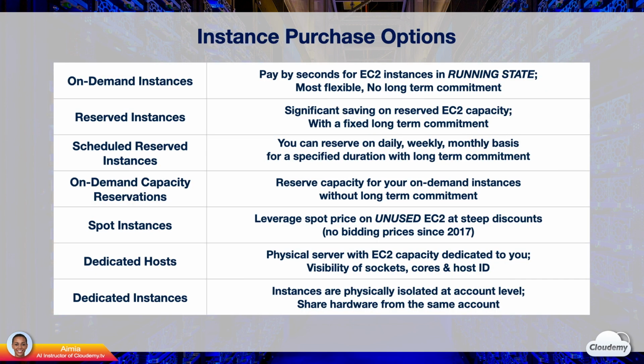Amazon EC2 offers a few purchasing options. They update pricing models from time to time. First, we have on-demand instances, which is the most flexible purchasing option. You pay a fixed hourly rate for EC2 instances only in the running state. You can terminate them at any time. You only pay for what you use, without a long-term commitment.